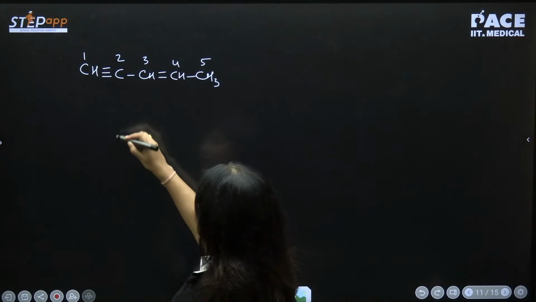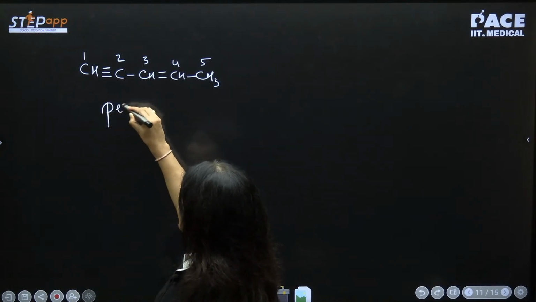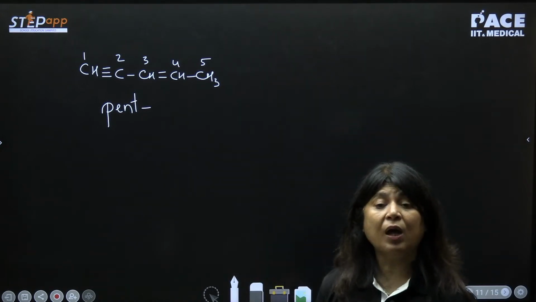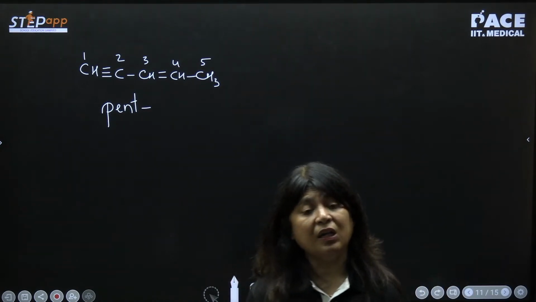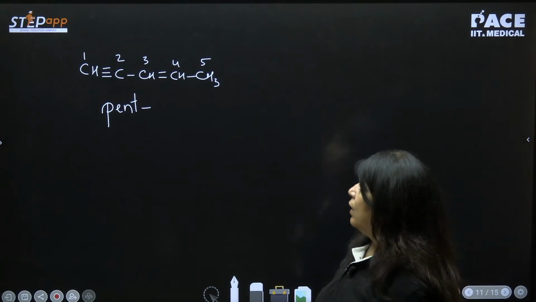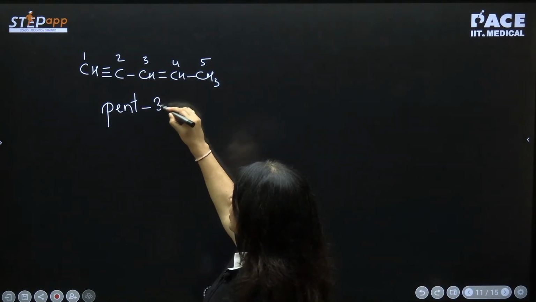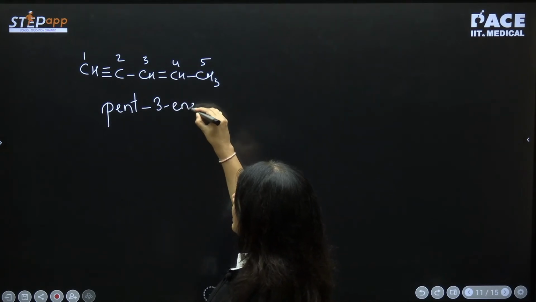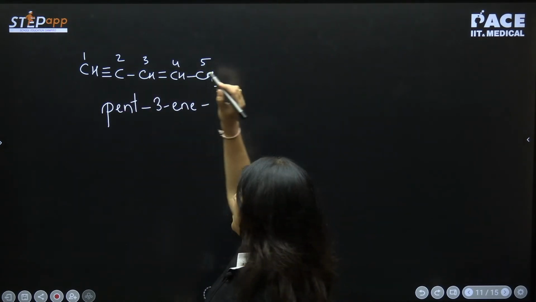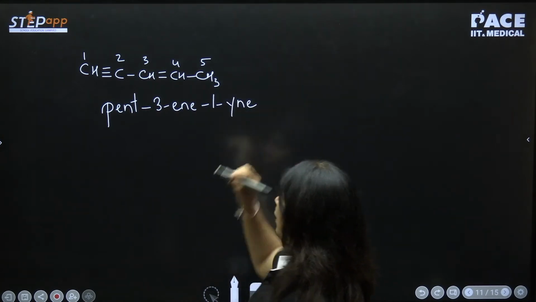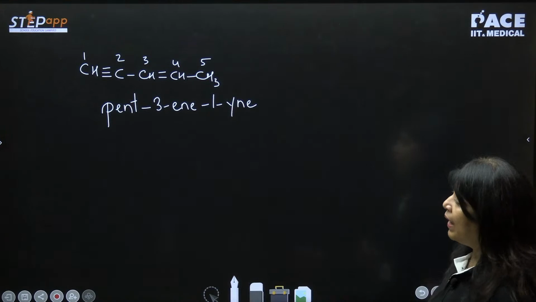There are in all 5 carbon. So the root word here is pent. I am going to write ene before yne because in alphabetical order E comes before Y. The ene group is present on the third carbon, so it is pent-3-ene. And the yne group is present on the first carbon. So 1-yne. Pent-3-ene-1-yne.